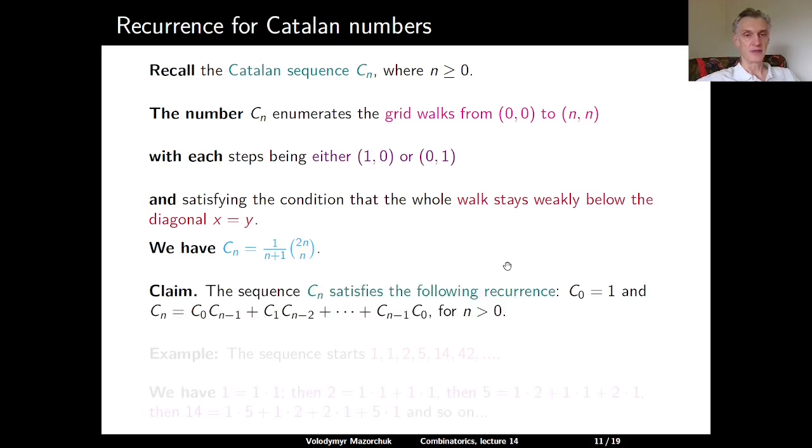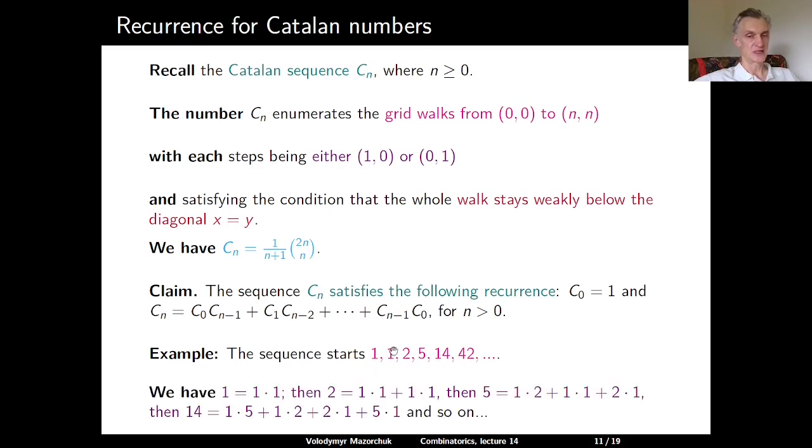First of all, we claim that the sequence Cn satisfies the following recurrence. C0 is equal to 1, which is obvious, and then Cn is equal to C0 times Cn minus 1 plus C1 times Cn minus 2 plus and so on, plus Cn minus 1 times C0 for all n greater than 0. So here is an example. The Catalan sequence starts 1, 1, 2, 5, 14, 42, and so on. So we have that the second one is equal to 1 times 1.